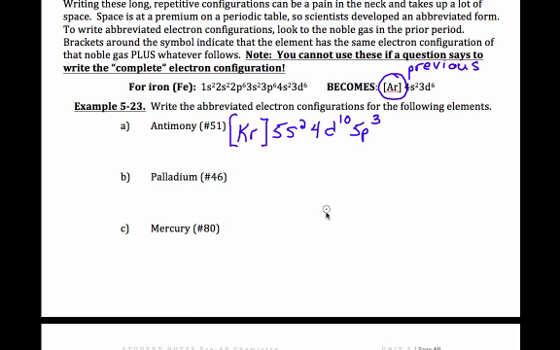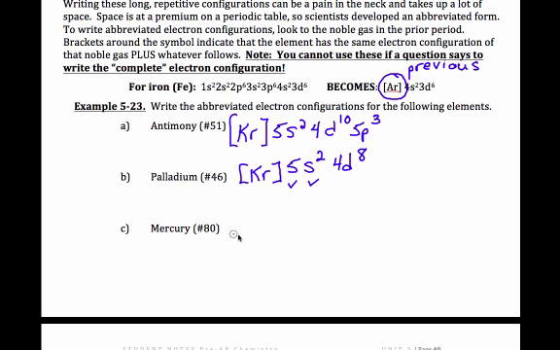It'd help if you had a periodic table next to you while you did these. If we are doing palladium, palladium's element 46, you look at the previous noble gas. It's not like we're making anions and cations. It's always the previous noble gas. And then you pick up the trip. We're in the 5th period, the S block. Then it's 4d, and palladium has 8 electrons there.